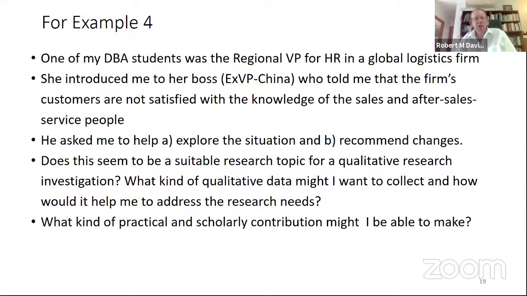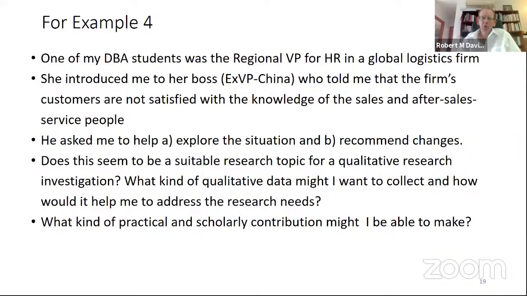Here's another example. One of my students was VP for human resources in a global logistics firm. And she introduced me to her boss, executive vice president for China. And he told me the company customers are not happy because they think that the staff and the employees don't have good knowledge about what's going on. And he asked me to help. Can I explore the real problem and can I actually make some recommended changes?